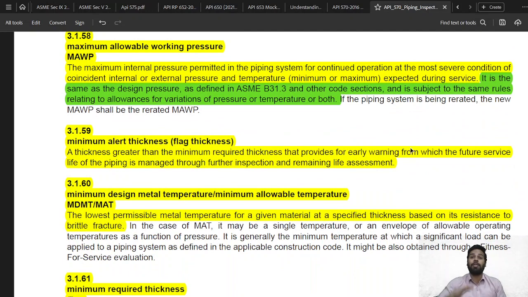Maximum allowable working pressure. Maximum allowable working pressure is the maximum amount of pressure that your part can sustain, or the maximum working pressure that your part should sustain during working conditions. Okay, so it is the maximum internal pressure permitted in the piping system for continued operation at the most severe condition of coincident internal and external pressure and temperature expected during its service. It is the same as design pressure as defined by ASME B31.3. So ASME B31.3 will call it design pressure, and API 570 will call the same thing maximum allowable working pressure. Both are the same. They are subject to the same rules related to allowance for variation of pressure and temperature.